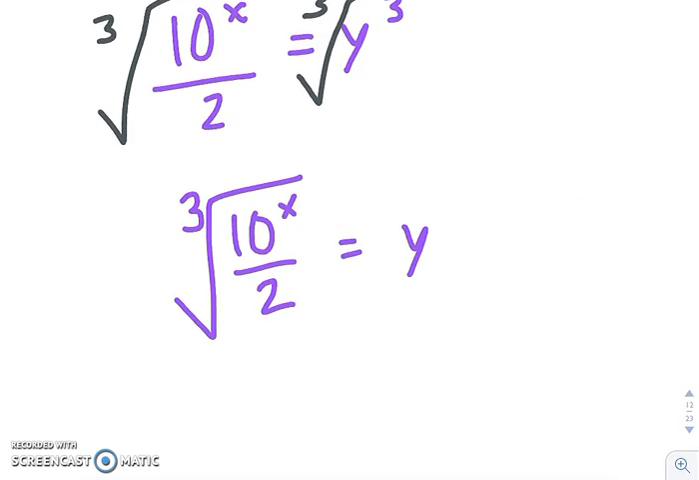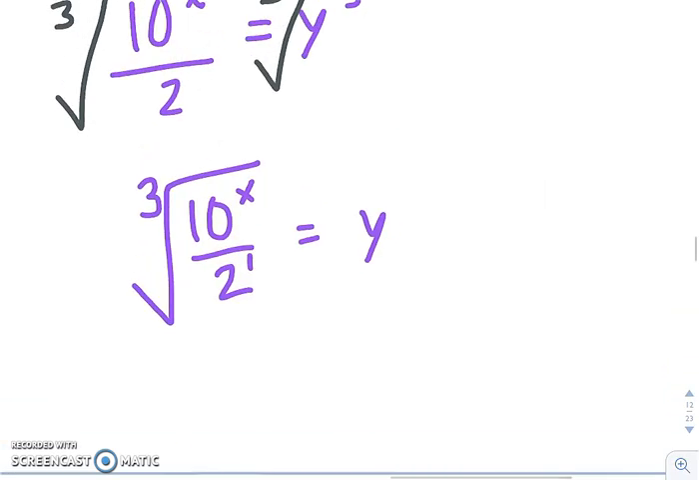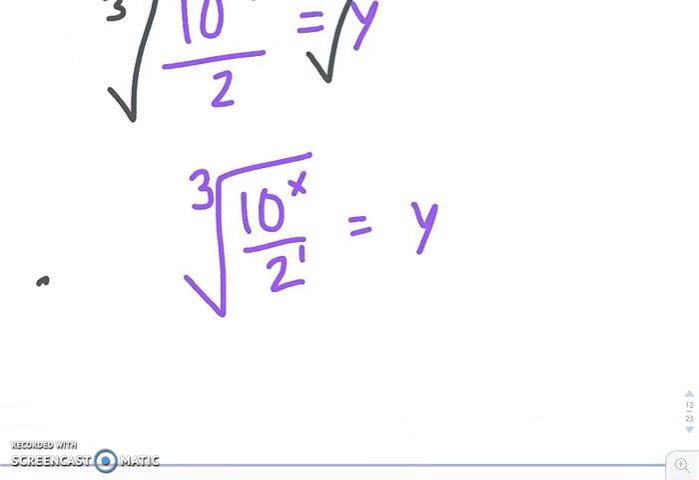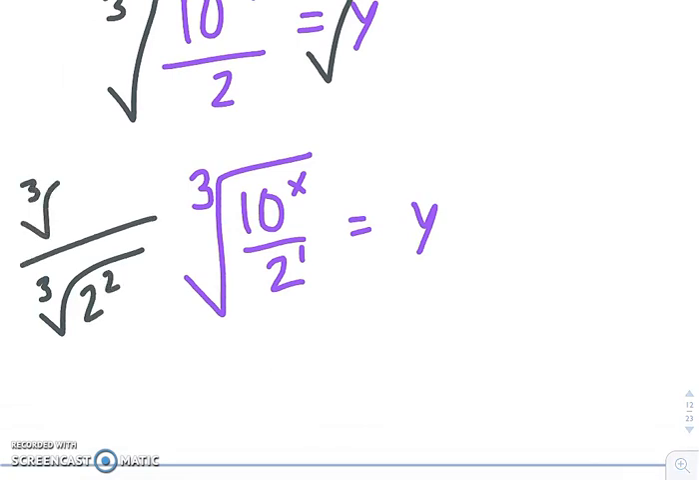Now we need to rationalize this. This is 2 to the first. We can't have a 2 in that denominator. So we need to multiply both the numerator and the denominator by the cube root of 2 squared. We need 2 more to get to that 3 out of 3. So 2 squared is really just 4.